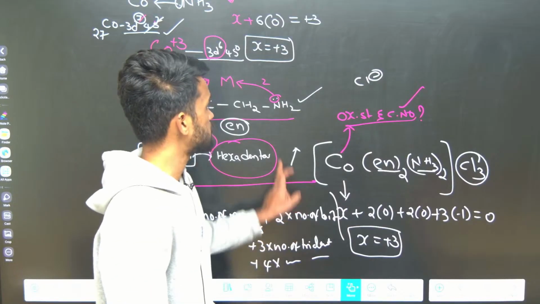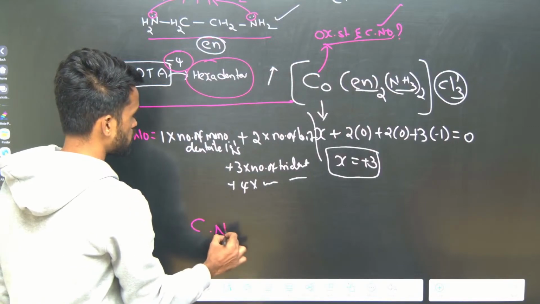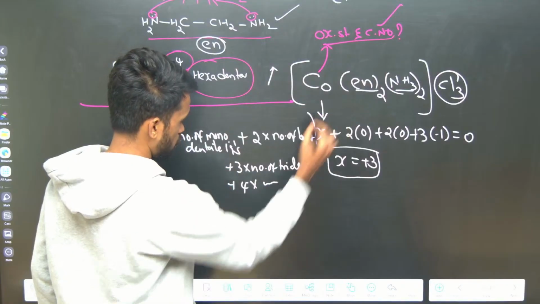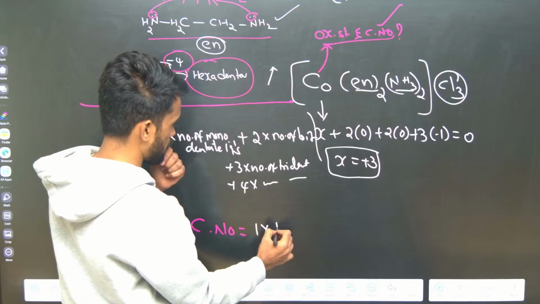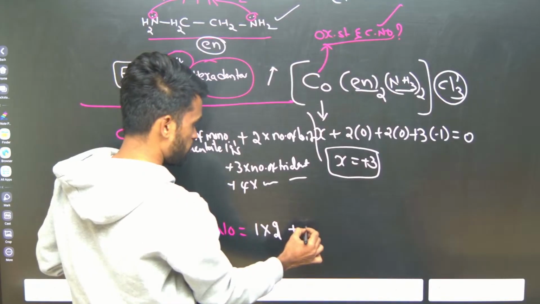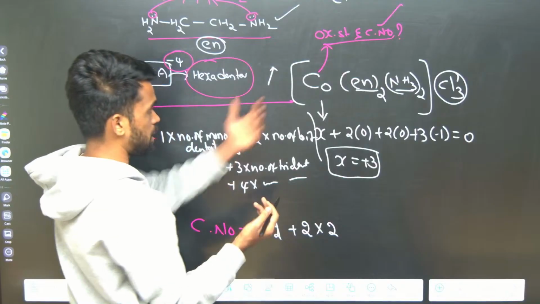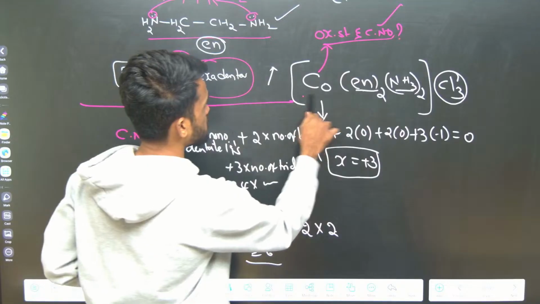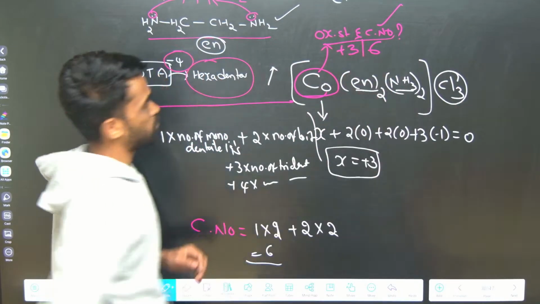Now based on this, tell me what will be the coordination number for this particular complex. There are 2 monodentate ligands, so 1 into 2, plus bidentate ligands are 2 and what is its denticity? 2. Tridentates are nowhere. So here 2 into 2 is 4, plus 2 is 6. What is the coordination number of this cobalt in this case? 6. Oxidation state is plus 3. This is very, very important.